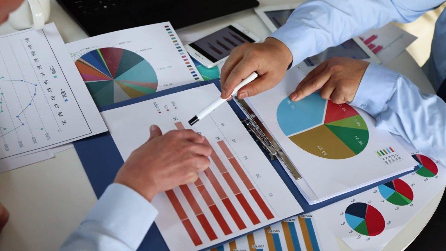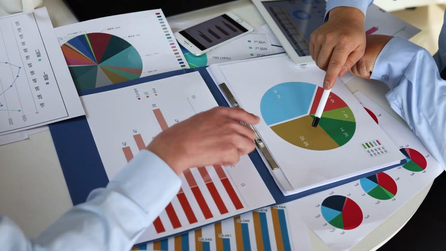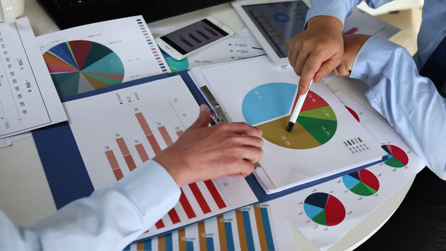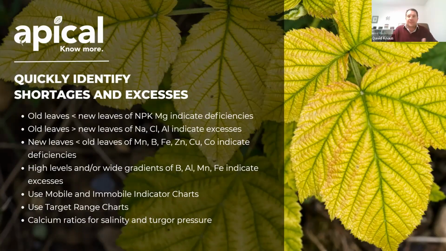There's also, on the detailed comparison report, ratios for salinity and turgor pressure. So your calcium to potassium ratio for turgor pressure and your calcium to sodium ratio for salinity. Those are very potent ratios. And when you start to get into, oh yeah, we've got huge amounts of sodium, it's going to correspond with a sodium stress and probably a visible plant problem.